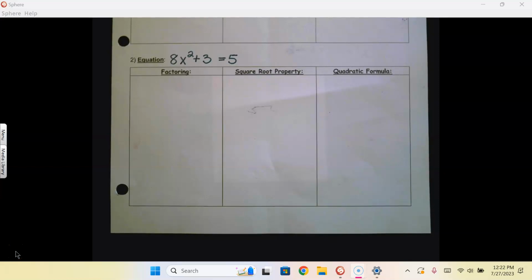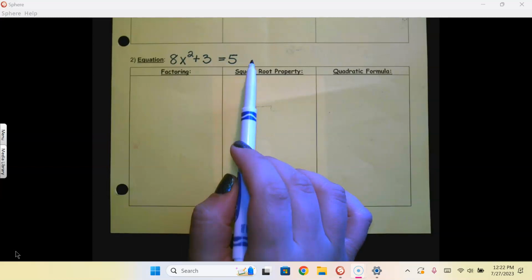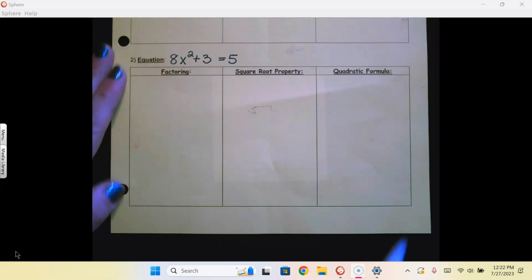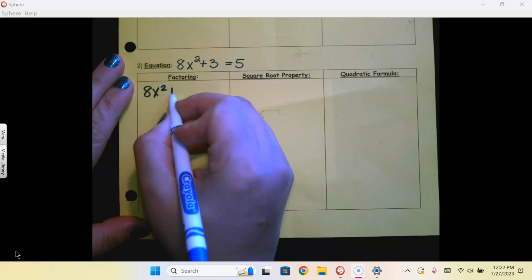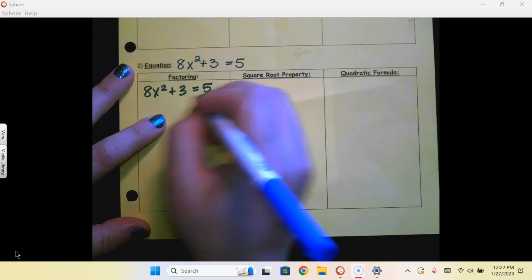Okay, so we are going to solve this next problem here, 8x squared plus 3 equals 5. And we're going to try to see if we can solve it all three different algebraic methods. So let's go ahead and first see if factoring is a possibility. So first thing when we're factoring, we want to make it equal 0. So first step is we're going to subtract 5 here.